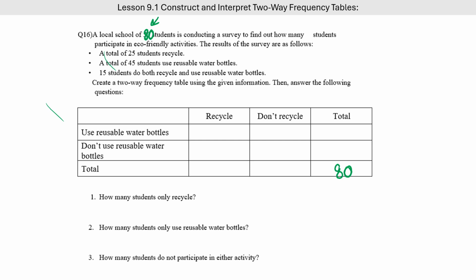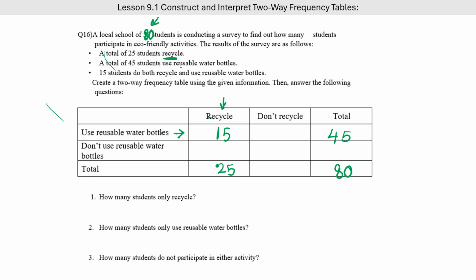Now let's see. Total of 25 students recycle. Where is the total of recycle? Here is the recycle, so the total of the recycle should be here. That is 25. Then total of 45 students use reusable water bottles. Where is the reusable? Here is the reusable, and the total of the reusable is over here. Now 15 students do both recycle and reusable. So this is reusable, this is recycle. Total of 15, so I write here 15.